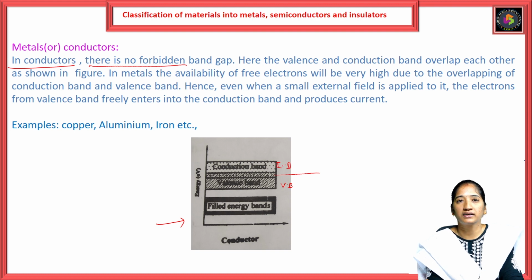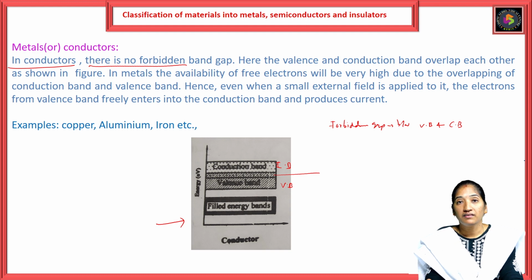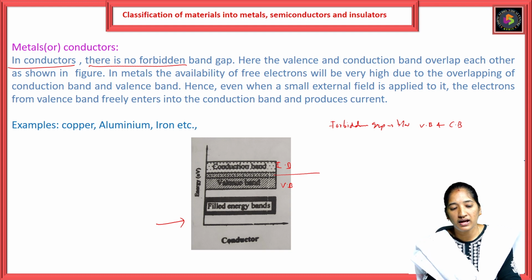So in these conductors or metals, where is the forbidden band gap? The forbidden band gap is between the conduction band and the valency band. Where is the forbidden band gap in the conductors? The valence band and the conduction band overlap each other. There is no forbidden band gap in between in the metals or conductors.